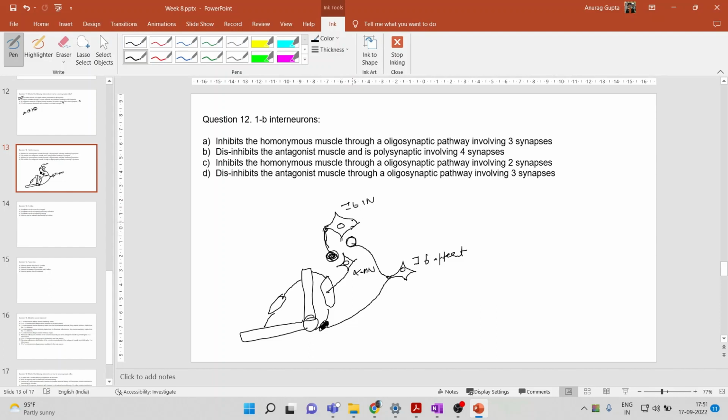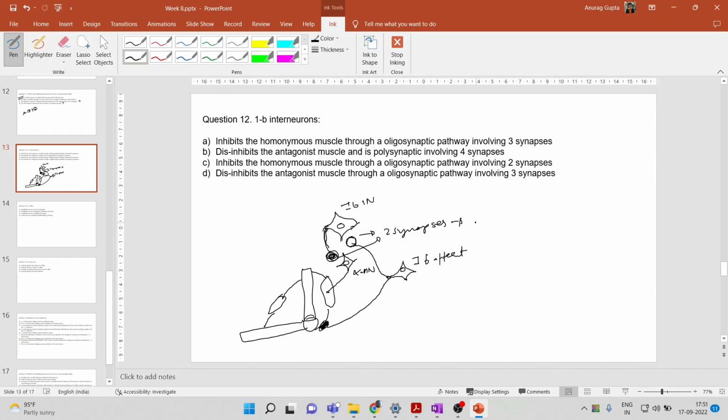Since it causes an excitation in the 1B interneuron, the 1B interneuron has an inhibitory effect on the alpha motor neuron of the agonist. So we can see that there are two pathways here. There are two synapses, one synapse here and the other synapse here. So two synapses.